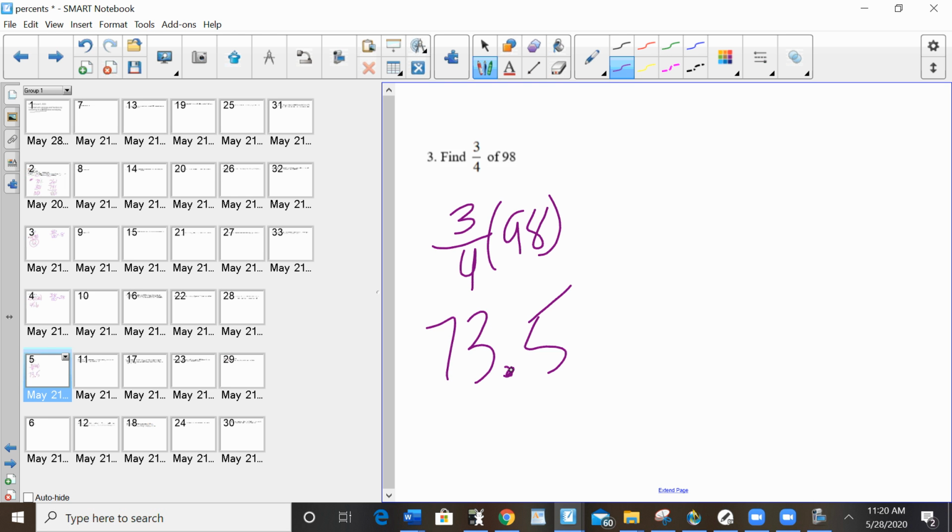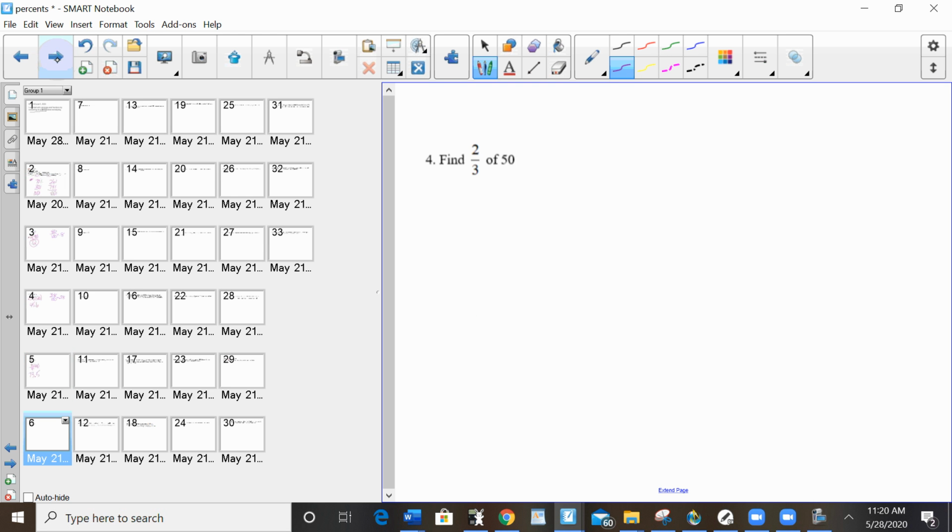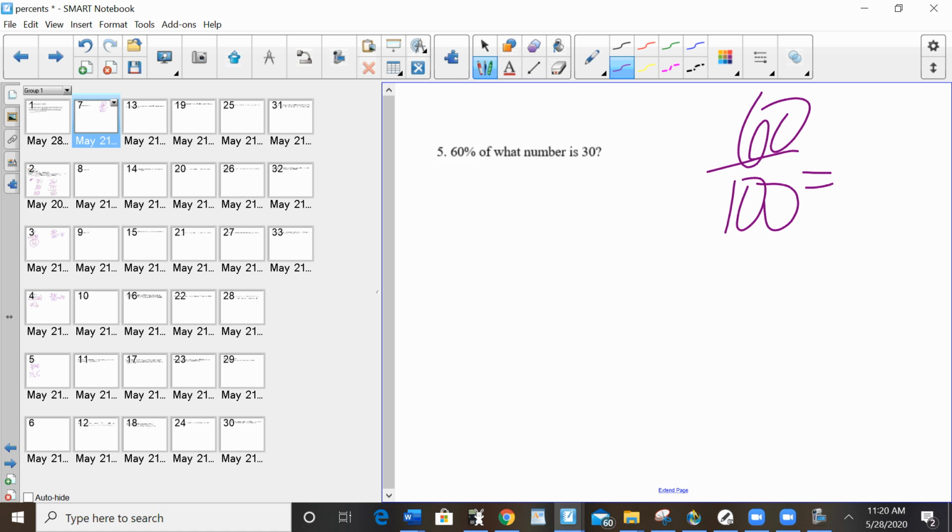I'm going to skip number 4. I think you can do that on your own. Let's take a look at 5. 60% of what number is 30? So again, I'm going to convert my percent to a decimal by dividing by 100. Now, it's 60% of what number? So it's 0.6 times x equals 30.